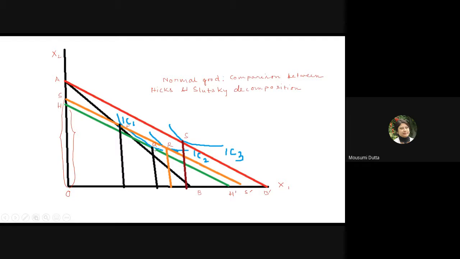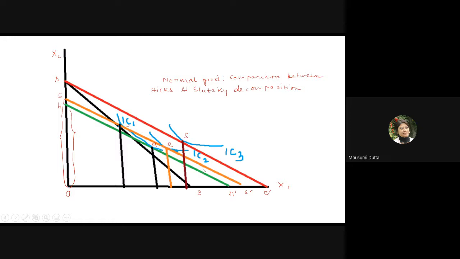And for Hicks, however, the consumer finally stops at S, not at Q. So the movement from Q to S, from this level of consumption to this brown level of consumption, is the income effect of relative price change. So this is more or less the Hicksian analysis of breaking the total effect into substitution and income effect.